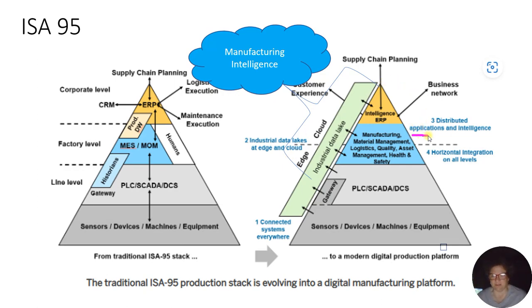But if you look at it as applications and intelligence and just put it as manufacturing intelligence, then you can create whatever you need to support your business on this upper half of the triangle. For controls, we're in the lower half. PLCs and SCADA are on the lower half.